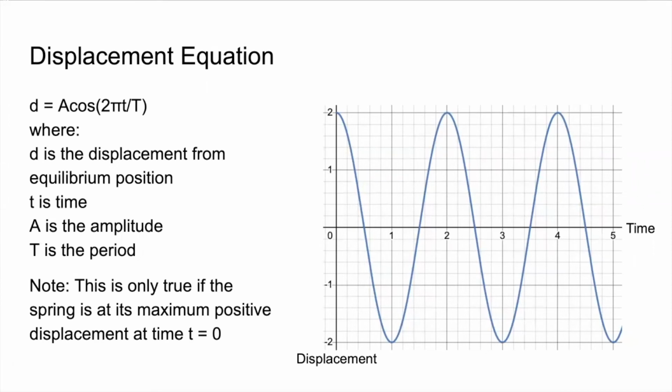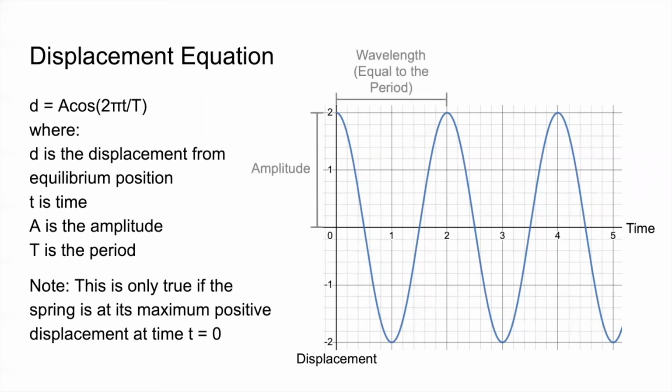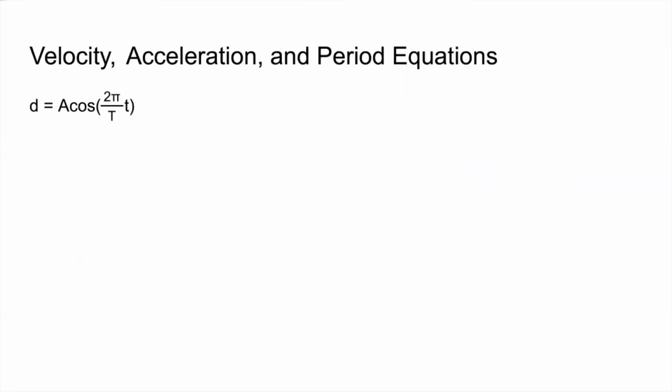From this graph, you can determine some values. The amplitude is the distance from the x-axis to a crest. A crest is the highest point in the wave, and the wavelength is the distance between two crests, and it's equal to the period. There are also equations for the velocity, acceleration, and period, but you don't need to remember all of them. Here is the equation for the velocity, and here is the equation for the acceleration.